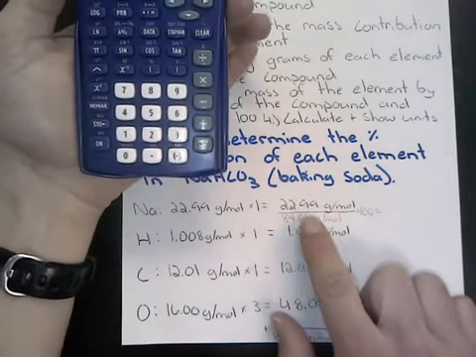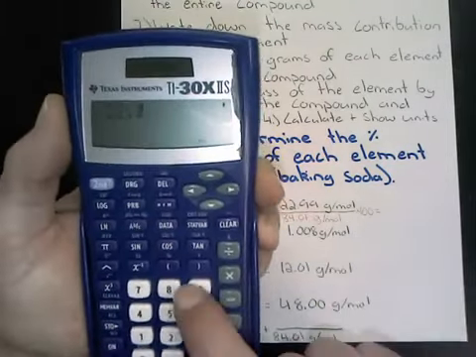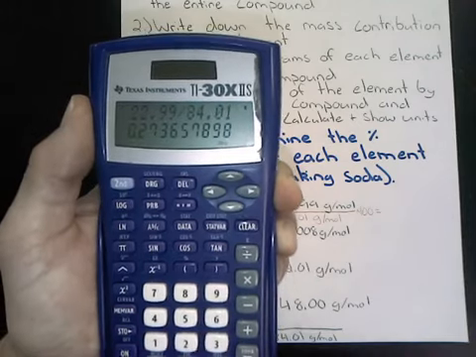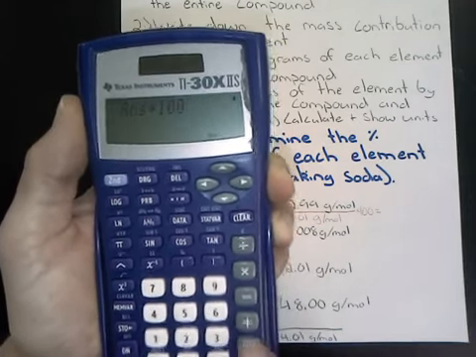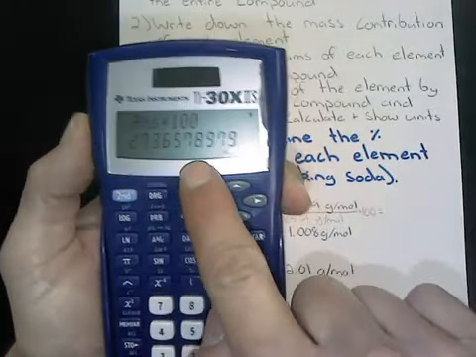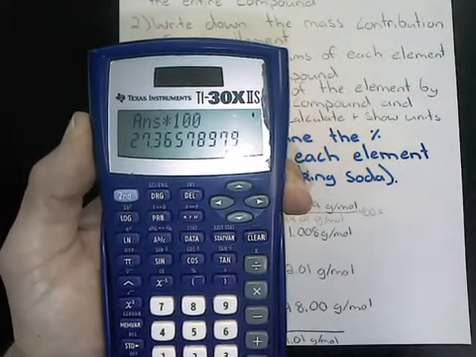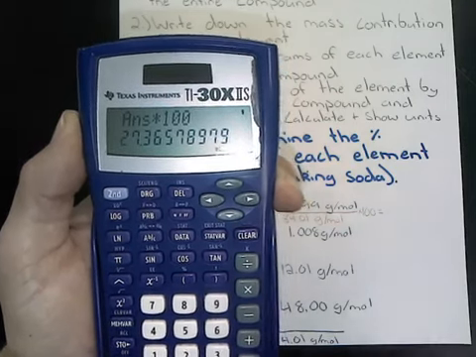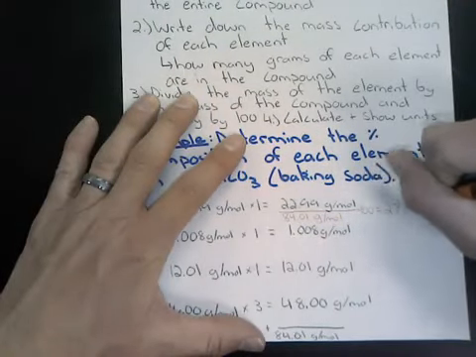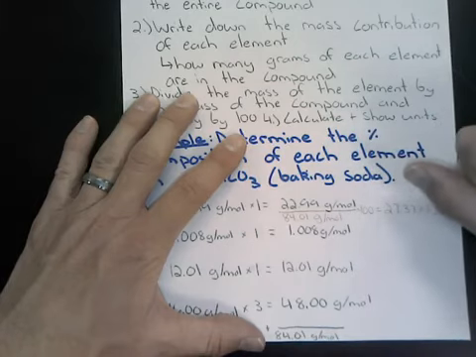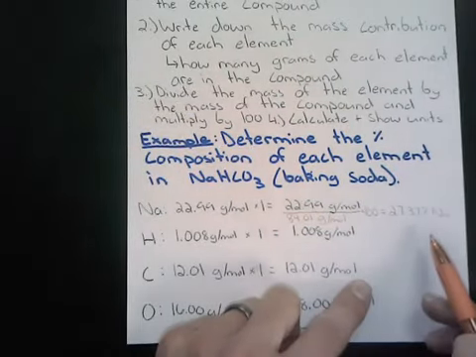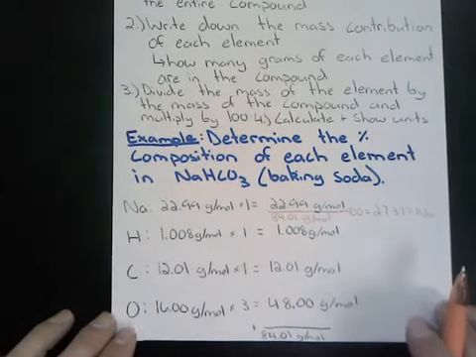To find the mass contributed by sodium, I'm going to take 22.99 divided by the total mass of the compound, which is 84.01. I'm going to press enter, and then I'm going to multiply by 100. Now, because I had 4 digits in my answer, I'm going to round this to 4 total digits. So the mass contributed by sodium is 27.37%. So the mass of sodium contributes 27.37% of our total compound.